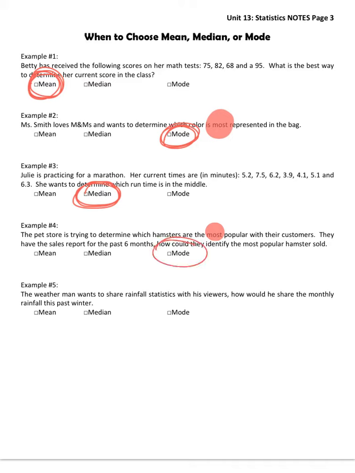The weatherman wants to share rainfall statistics with his viewers. How would he share the monthly rainfall this past winter? So that would be a type of average. So we'll go with the mean.